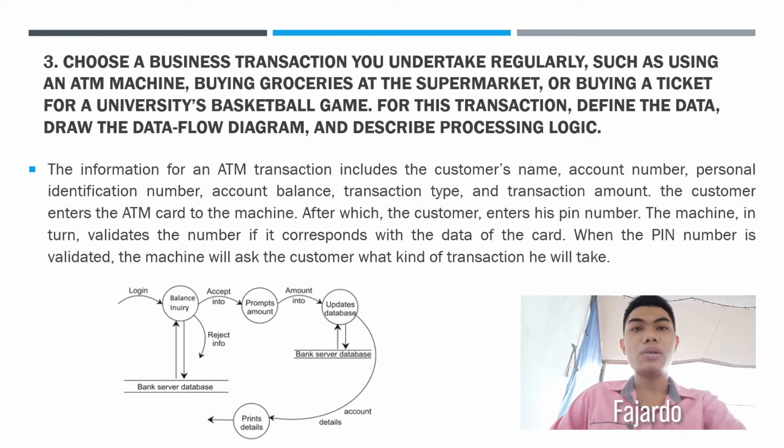As the diagram shows, a withdrawal, the customer will then enter the amount he will withdraw. The ATM will check if the account has enough cash for the amount. After that, the machine will dispense cash. The process will end with customer getting the cash and then the card from the machine.